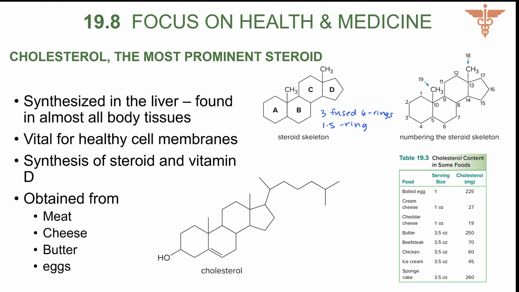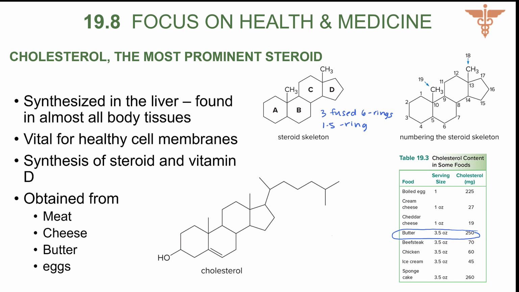In 1 boiled egg, you'll see 225 milligrams of cholesterol. And in butter, which is 3.5 ounces, there's 250 milligrams of cholesterol. So that seemed like a very large amount of cholesterol.